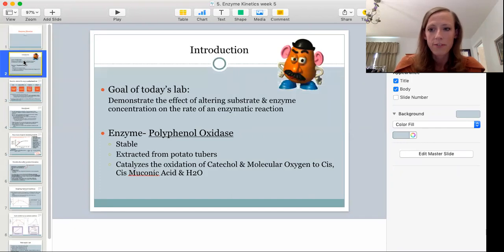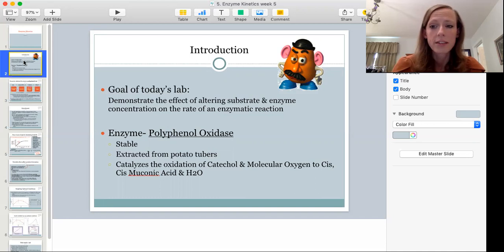So we're going to move to our first slide here. The goal of this week's lab is to demonstrate the effect that we can create of altering our substrate and our enzyme concentrations on the speed, the rate that an enzymatic reaction takes place.